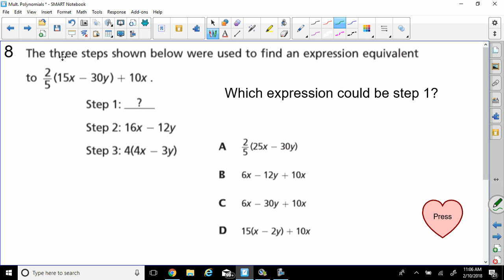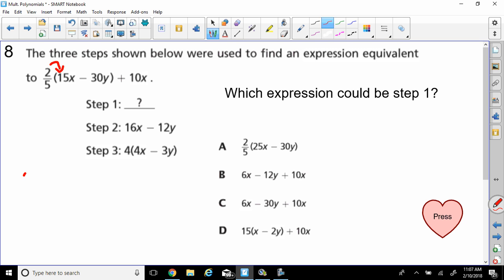Oh, the 3 steps shown below were used to find an expression equivalent to 2/5 parenthesis 15x minus 30y plus 10x. Which expression could be step 1? So step 1 is missing. Step 2, I noticed they have 6x minus 12. And step 3, they have 4 times 4x minus 3y. So which one could it be? Well, first thing I noticed, they don't have a fraction on step 2, so they must have gotten rid of the fraction by distribution. So let me take a look at what they distributed here.